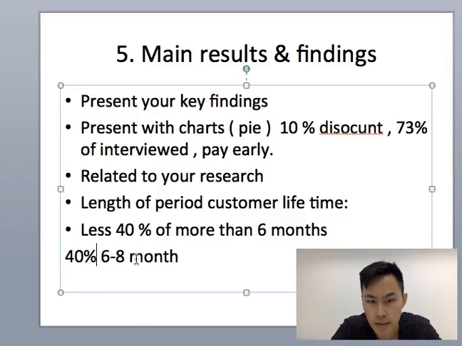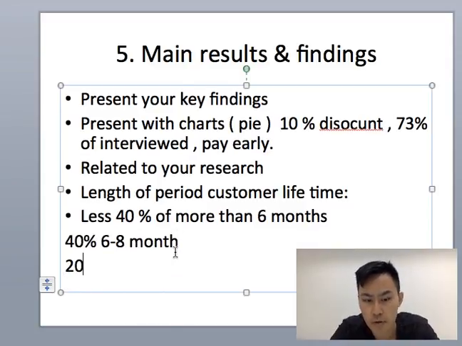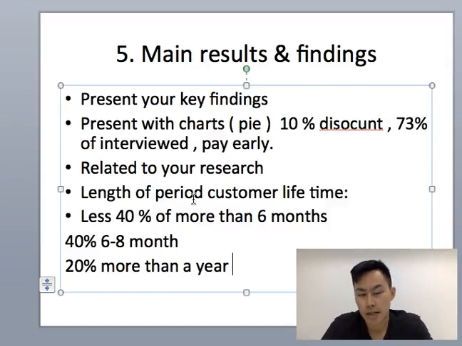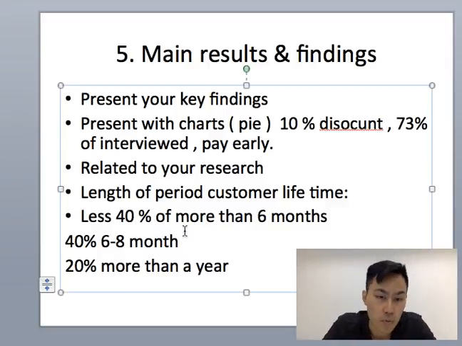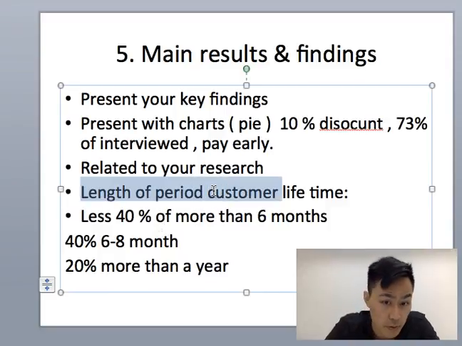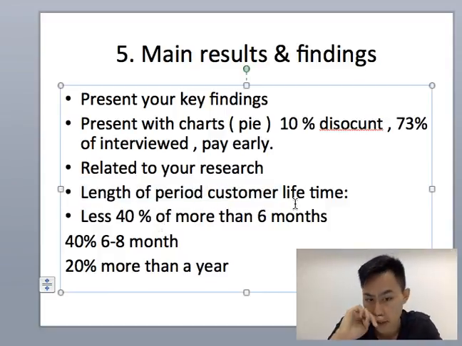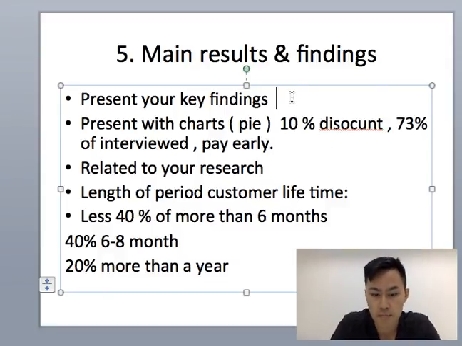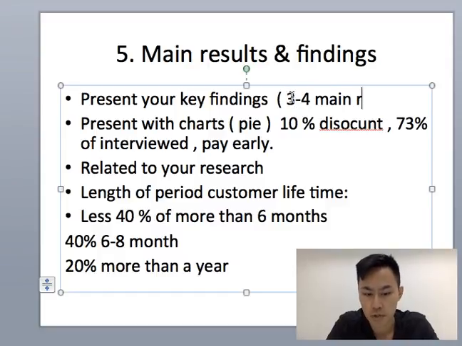40%, and then finally like 20% of them will stay in the company for more than a year, for example. So in this case, you understand that we're actually evaluating the cash inflow of the company, right? So obviously the length of the period matters, like the customer lifetime. So then I will suggest you to maybe list out 3 to 4 main results and discuss about it.